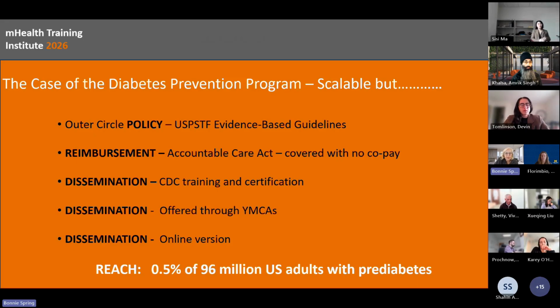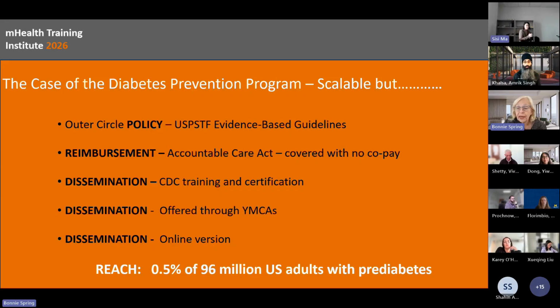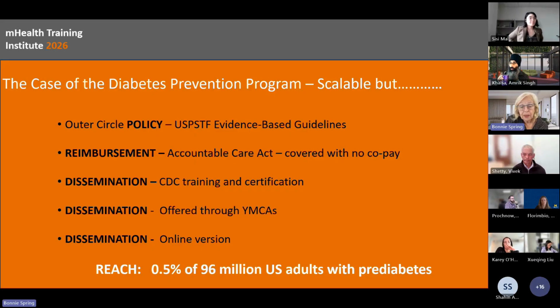With doing that kind of work, we've established that the diabetes prevention program can be scalable. It has policy evidence. It was reviewed in its original form by the U.S. Preventive Services Task Force, which puts out evidence-based practice guidelines. And as a result of the Affordable Care Act, it has to be reimbursed with no copay because it has such a high quality of evidence.